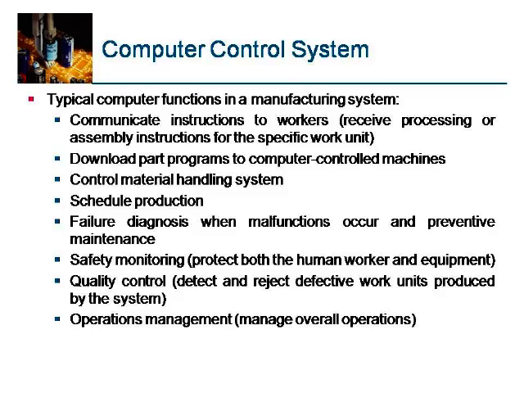Computer control system. Typical computer functions in a manufacturing system comprise: communicate instructions to workers, receive processing or assembly instructions for the specific work unit, download part programs to computer controlled machines, control material handling systems, schedule production, failure diagnostics when a machine malfunctions, and preventive maintenance, safety monitoring to protect both the human operator and the equipment, quality control to direct and reject defective work units produced by the system, and operations management to manage overall operations.